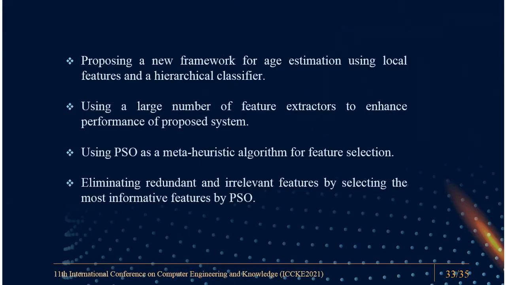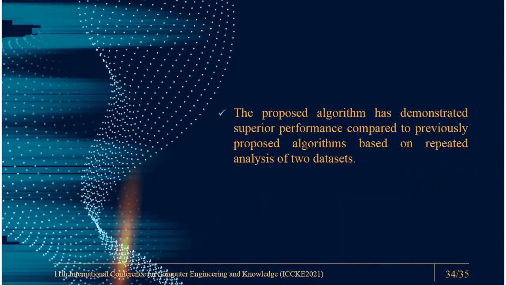And then the conclusion. Finally, we propose a new framework for age estimation using local features and a hierarchical classifier, and we use a large number of feature extractors to enhance the performance of the proposed method. We also use PSO as a meta-heuristic algorithm for feature selection, and PSO eliminates redundant and irrelevant features and finds the most informative features. The proposed algorithm has demonstrated superior performance compared to previously proposed algorithms based on repeated analysis of two datasets.